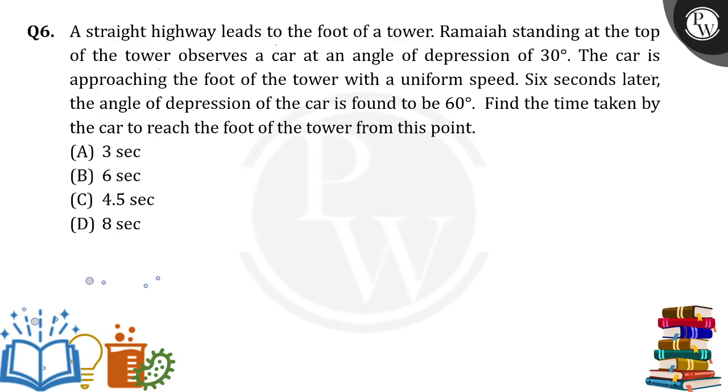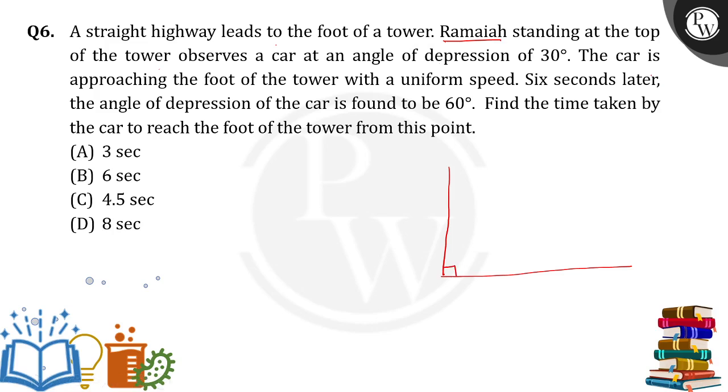Okay, so observe this question carefully. There is a person whose name is Ramaiah standing on a tower. We all know that the tower will stand vertically on the ground. This is the ground, and this is the tower standing vertically on the ground, right? So a straight highway leads to the foot of the tower.